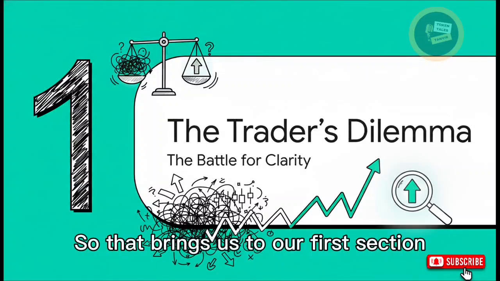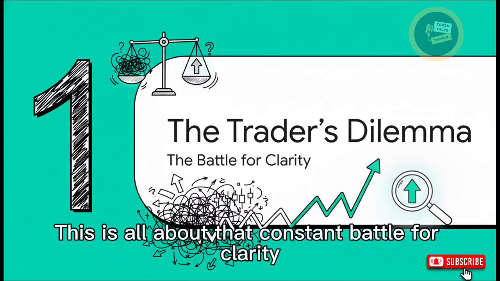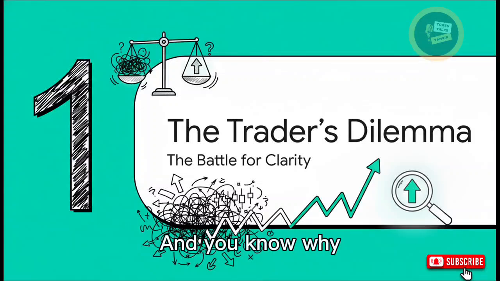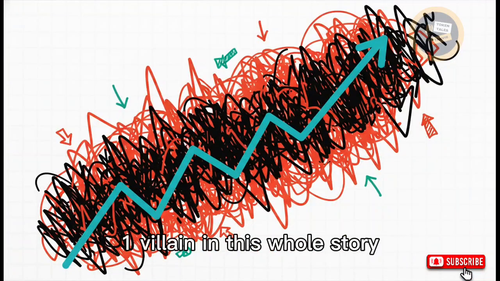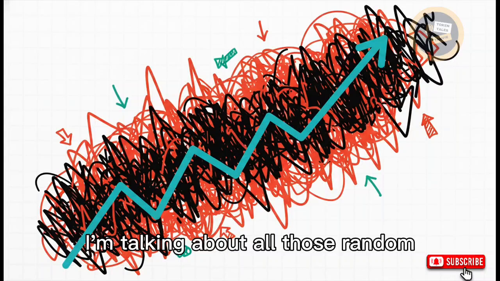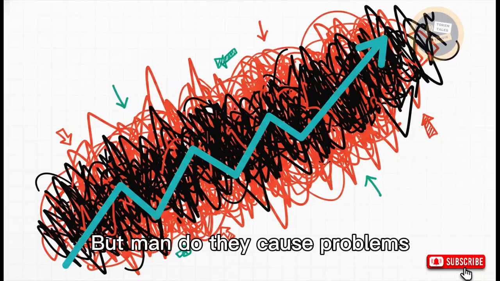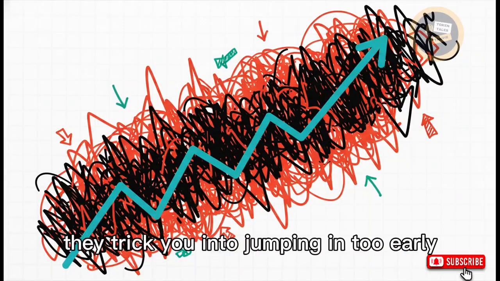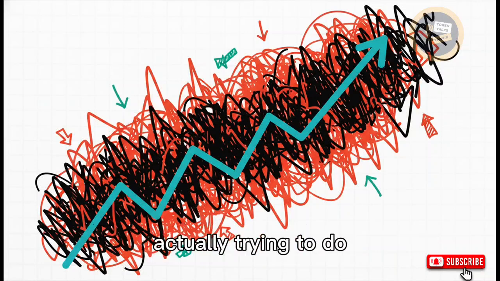So that brings us to our first section, the trader's dilemma. This is all about that constant battle for clarity and why those traditional indicators we all learn to use so often let us down. And here's the number one villain in this whole story: noise. I'm talking about all those random little price jumps and dips that don't really mean anything for the bigger trend, but man, do they cause problems. They create false signals, they trick you into jumping in too early, and they make it almost impossible to tell what the market is actually trying to do.